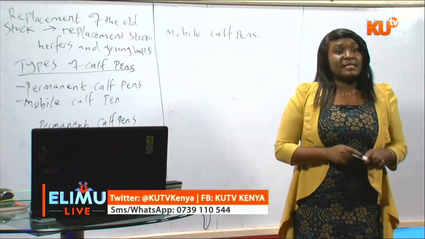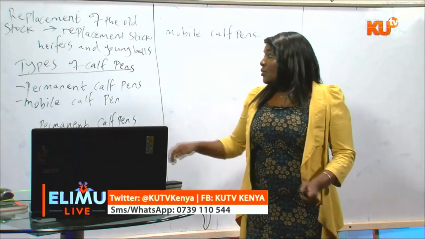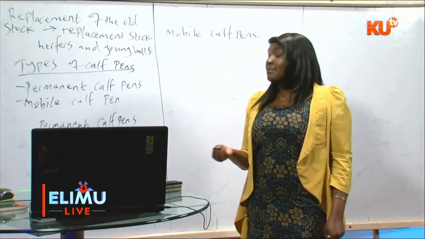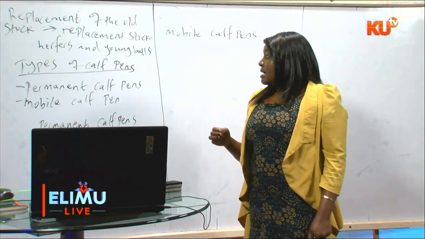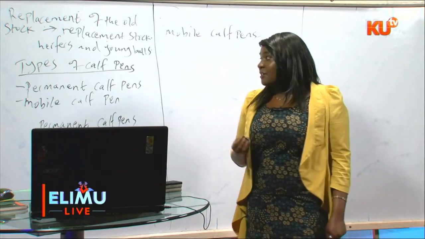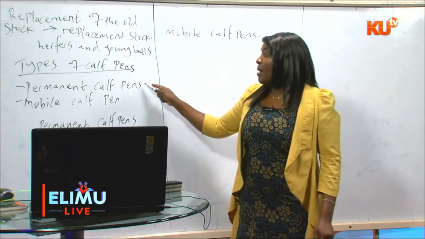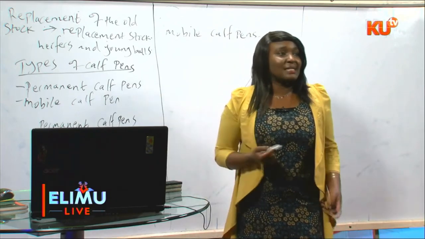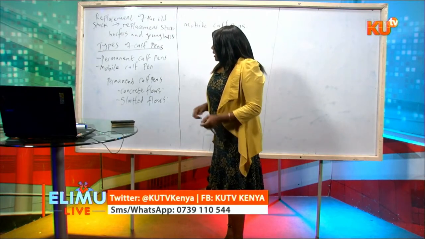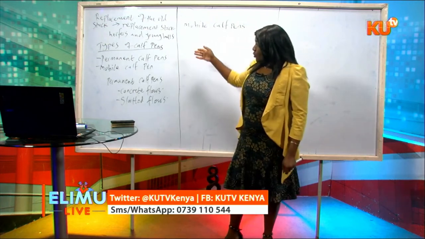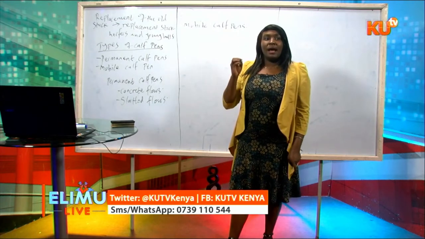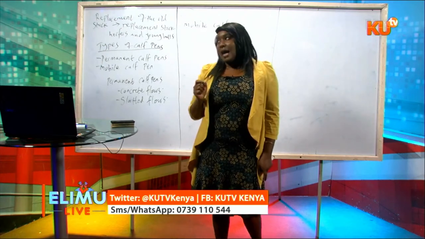As for the permanent calf pens, a disadvantage is that you require materials that are a bit expensive to construct, like the sand, the ballast and the cement to make the concrete ones. But on the other side, the permanent ones are durable because they last on the farm for a very long time. So up to that point, learner, I imagine you can now differentiate between a mobile calf pen and a permanent calf pen.